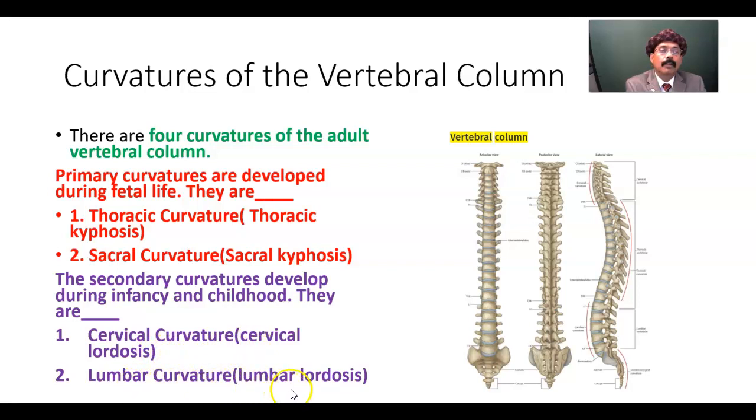Lumbar curvature, lumbar lordosis: when the toddler starts to walk around 1 year, then the lumbar region has a curvature well developed here. After walking is established, that is the lumbar curvature. So this happens around 3 to 4 months after birth, and this happens around 1 year, but they begin to develop during the late embryonic period.